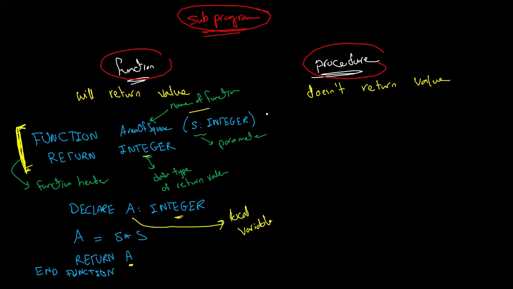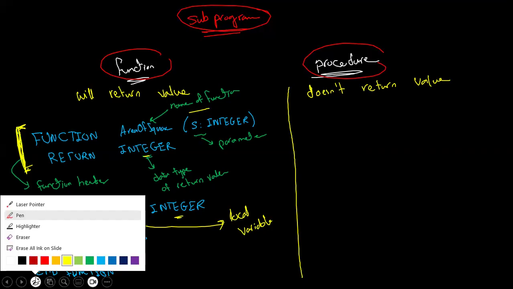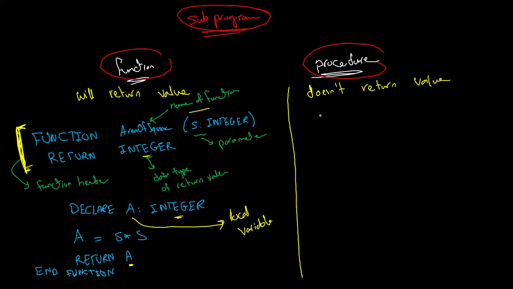A procedure will be the same, but the only difference is that there is no return value. If I want to calculate the area of a square, I will write procedure, then the name of the procedure, area of square, and the parameter, which is side, and its data type. This is the procedure header. There is no return value. It doesn't return a value.